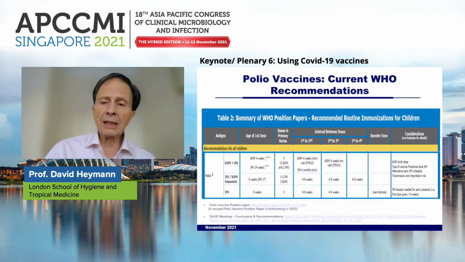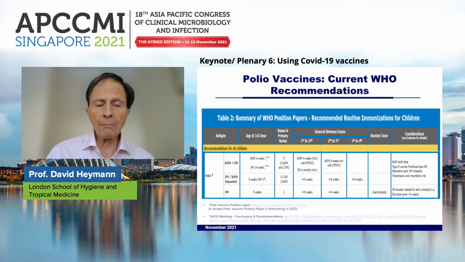So there's been a need to change the vaccination schedule. Trivalent oral polio vaccine was withdrawn. Bivalent oral polio vaccine 1 and 3 continued to be used. And you can see the schedule that it was used in, along with inactivated polio vaccine. But even that has continued to spin off vaccine-derived polio.